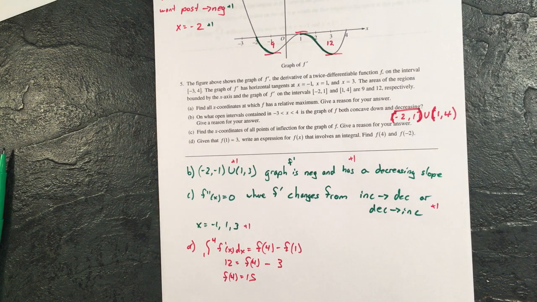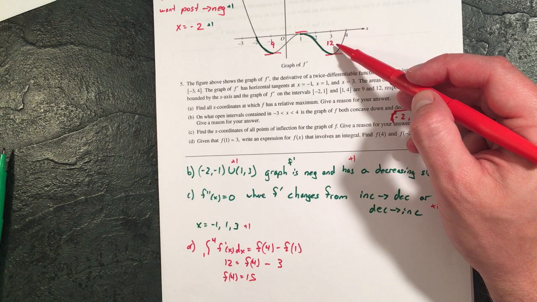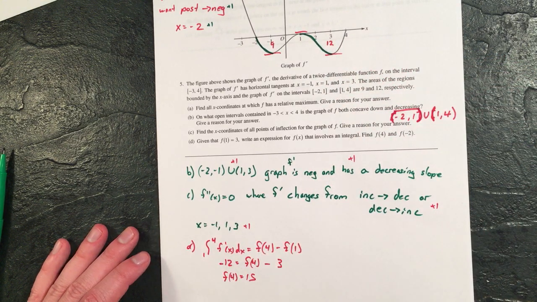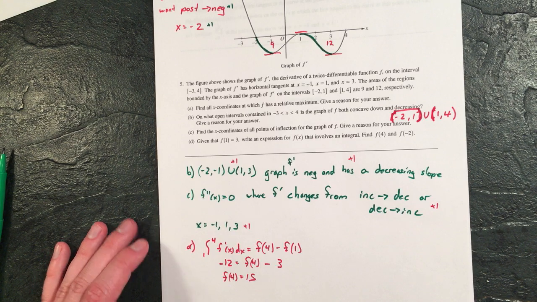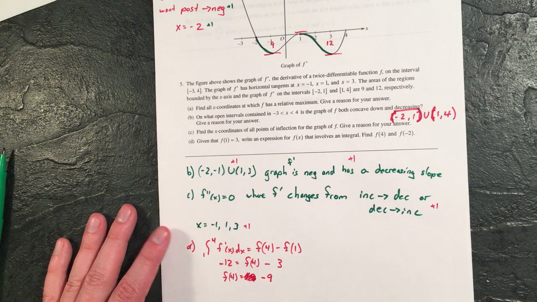Did I mess that up? Oh, I did mess that up. So it is not 15. And this is the cardinal sin. It's underneath the graph. So although that area is 12, that is a -1 there. So we're adding that 3 over, and that's going to get us a -9.